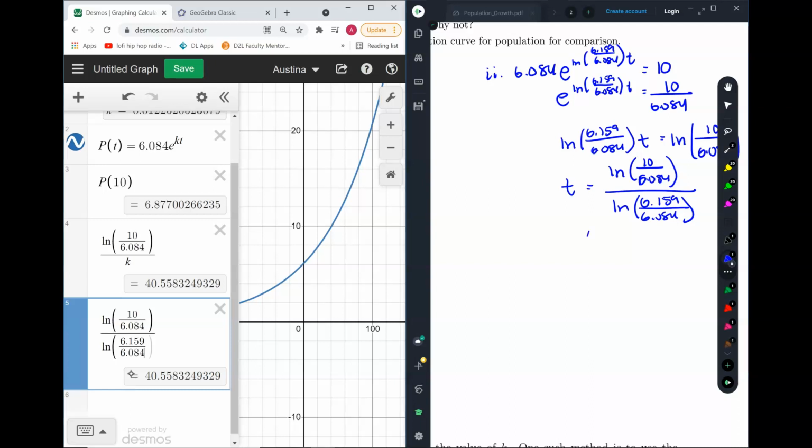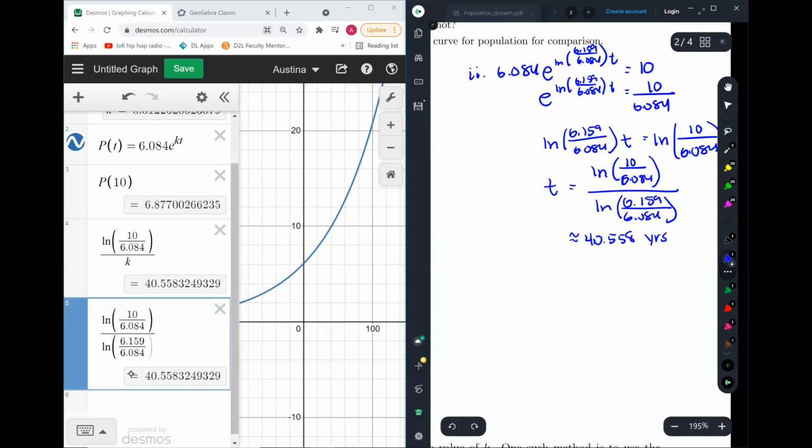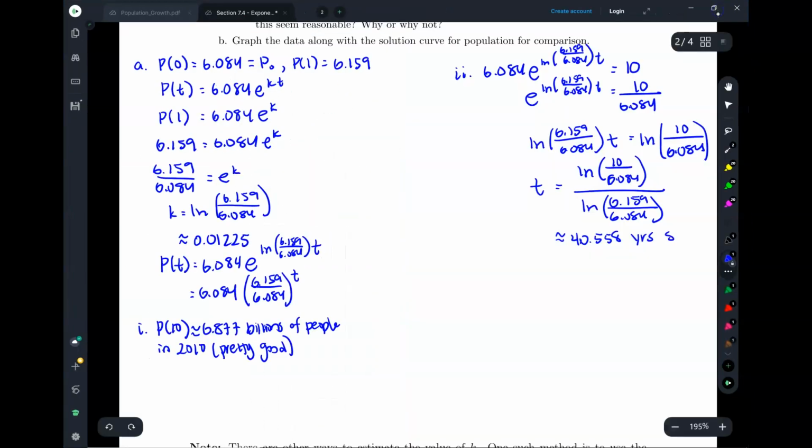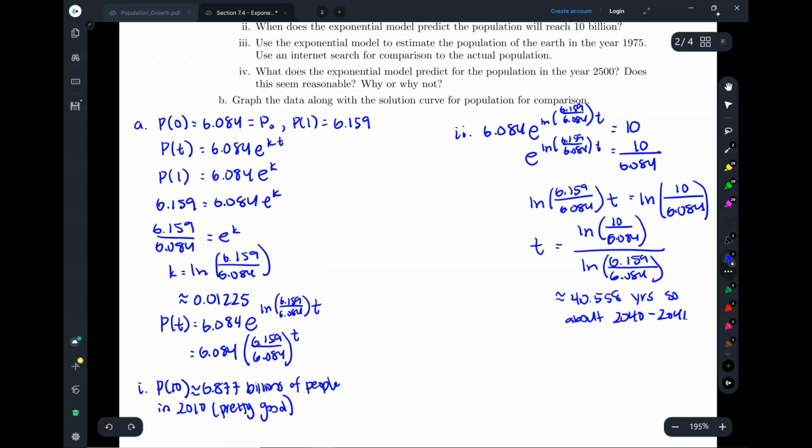So in solving that for t, we get 40.558 roughly. And remember, that's how many years after the year 2000. So about 2040 to 2041. I'll just put it like a range, so that's fine. You could get more specific if you wanted, like July of 2040, but this is all just predictions that we're kind of making here. So roughly the year 2040 is when this exponential model predicts the population to be 10 billion. Okay, let's keep going with this.